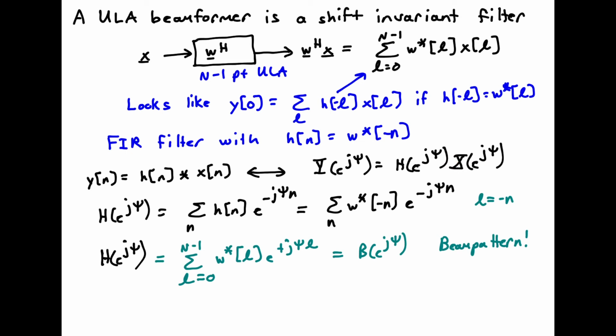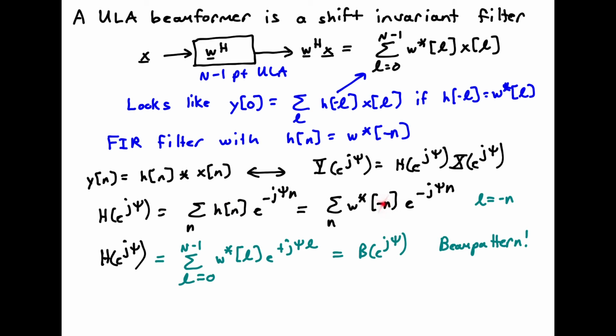Now, I know how to calculate the Fourier transform, h of e to the j psi. The standard formula for that is the sum over all n of h of n e to the minus j psi n. This is just the standard discrete time or discrete space Fourier transform. I can rewrite that. Instead of h of n, I'll substitute in the equation for my weight vector. So I'm substituting in w conjugate of minus n e to the minus j psi n.